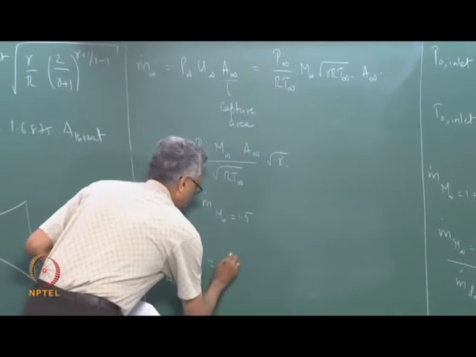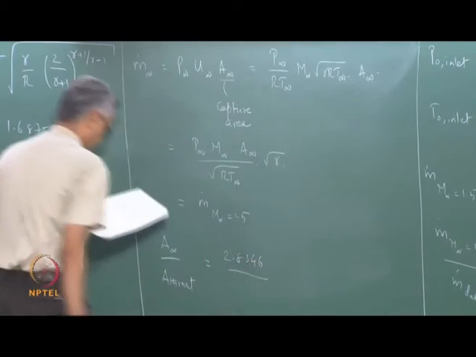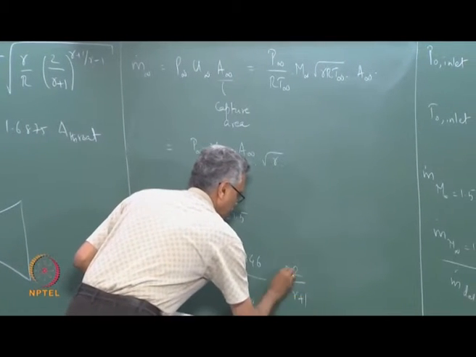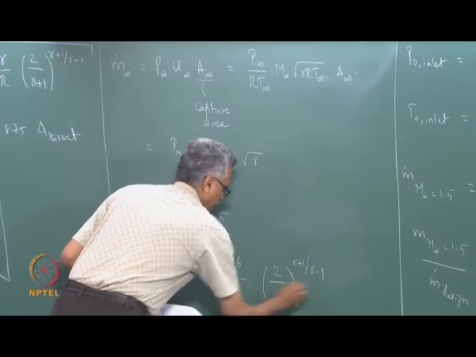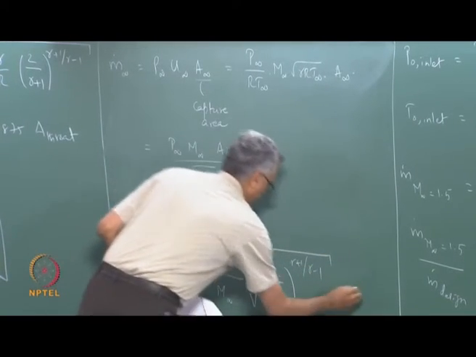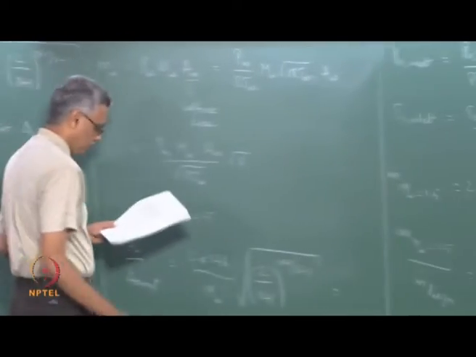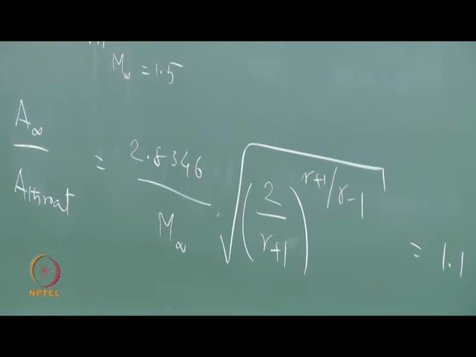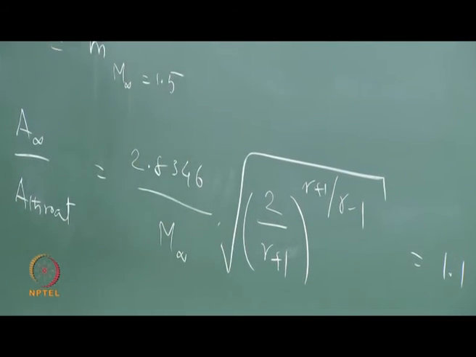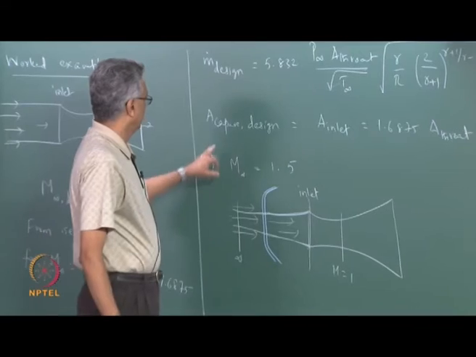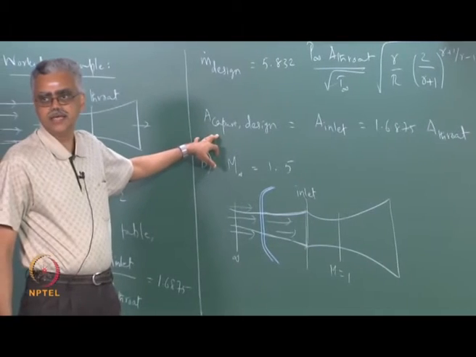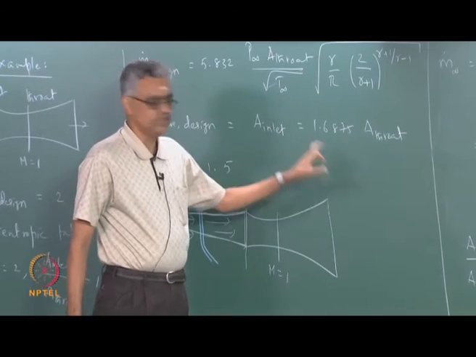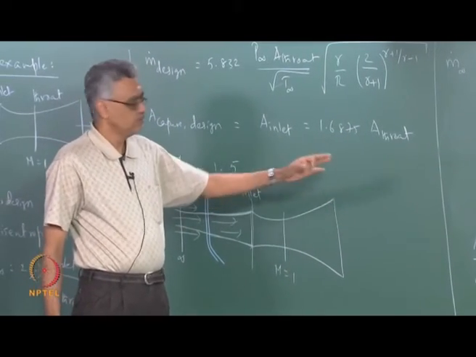is equal to 2.8346 divided by M infinity times, so this is equal to 1.1, right. So, this is the capture area. So, A infinity divided by A throat is 1.1 in this case, and if you remember, for the design condition the capture area A infinity divided by A throat would be 1.6875. So, you can see that the capture area has indeed decreased when we reduce the Mach number.